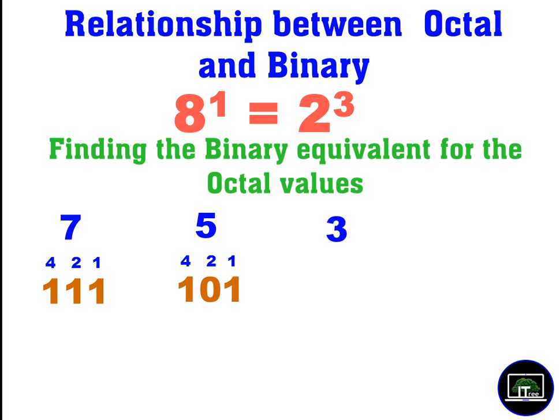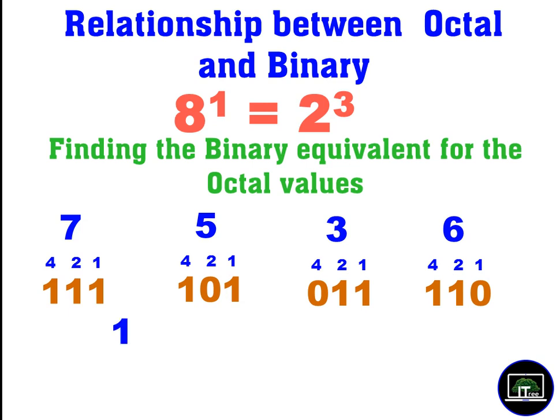Now make 3. How to write that? 4 2 1. Remember that you must always write 3 digits. Do you want 4s? No. So it is 0 1 1. Remember that. Next, 6. How do you make that one? You write 4 2 1. It's 1 1 0.